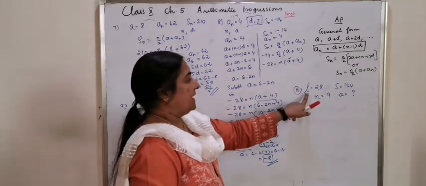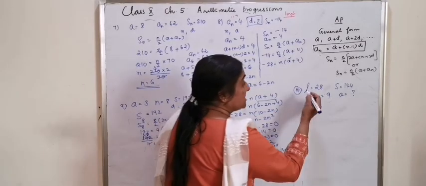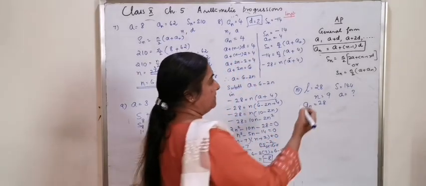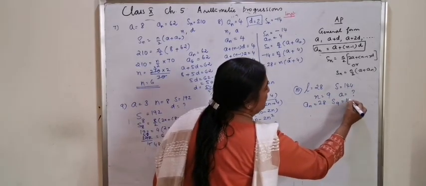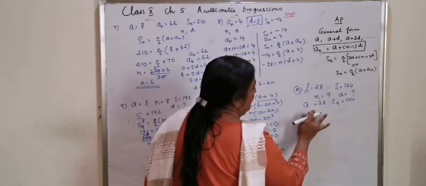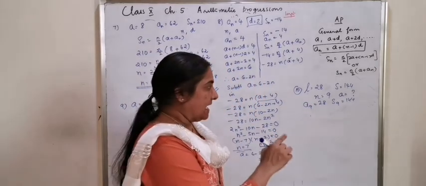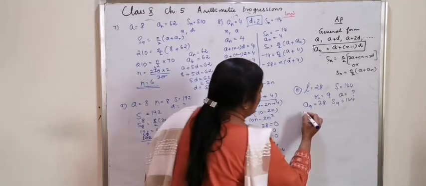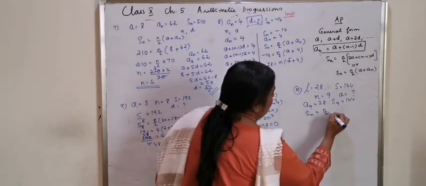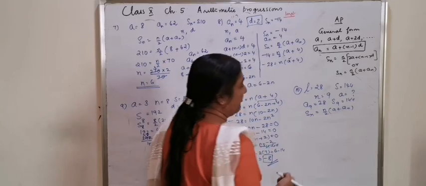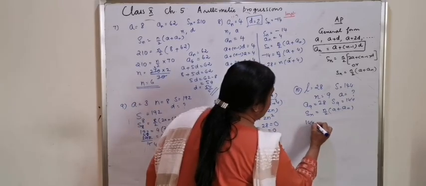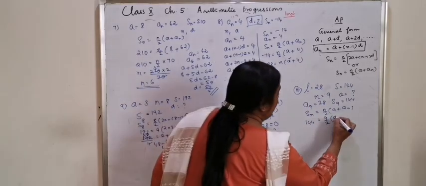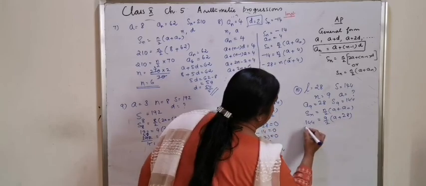And the last question, L means it is the last term or An. An is 28. Then S9 is equal to 144. An, or A9, is 28. S9 is 144. And you are asked to find out the value of a. So the formula is Sn is equal to n by 2 into a plus An. S9 144 is equal to 9 by 2 into a, the value is unknown to you, plus A9, which is known as 28.